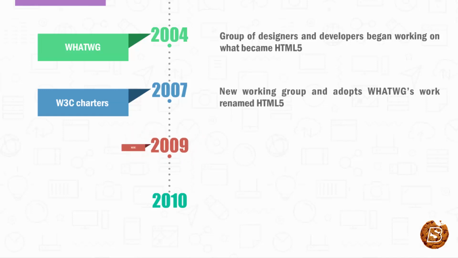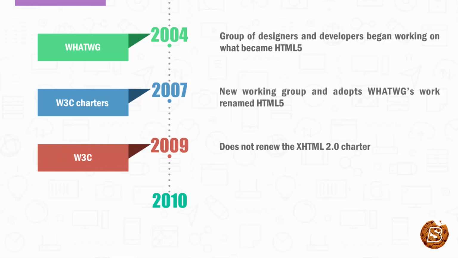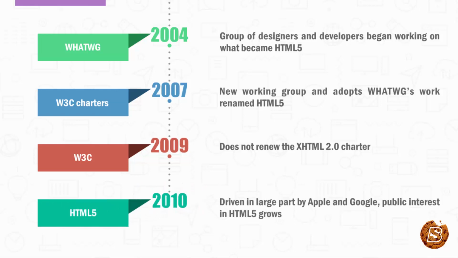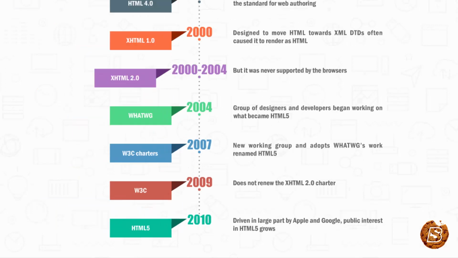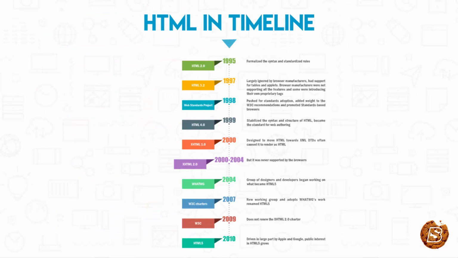In 2009, the W3C did not renew the XHTML 2.0 charter, and by the end of 2010, HTML5 was heavily used by big corporations like Microsoft, Apple, Google, and it was being put forward in their browsers like Safari, Mozilla, Chrome, Internet Explorer, and even public interest started growing in HTML5. So here we are now exploring HTML5.